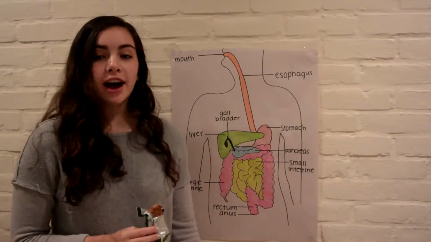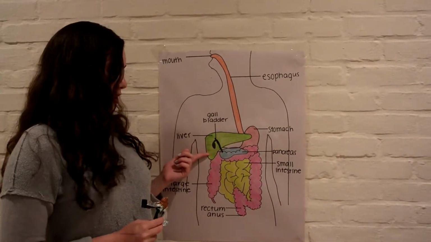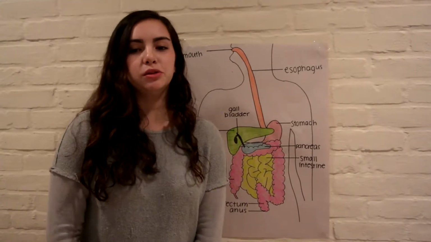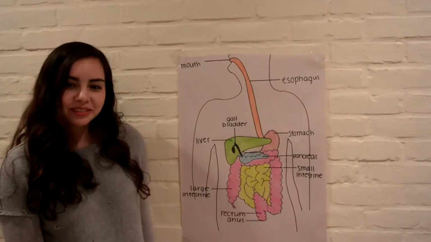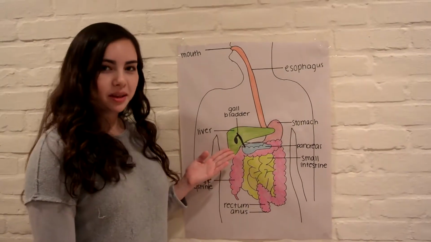The blood brings fats, proteins, carbohydrates, and sugars to the liver, located here, and that helps make them into building blocks that the body can use to work and grow. The liver helps remove harmful substances from the blood.